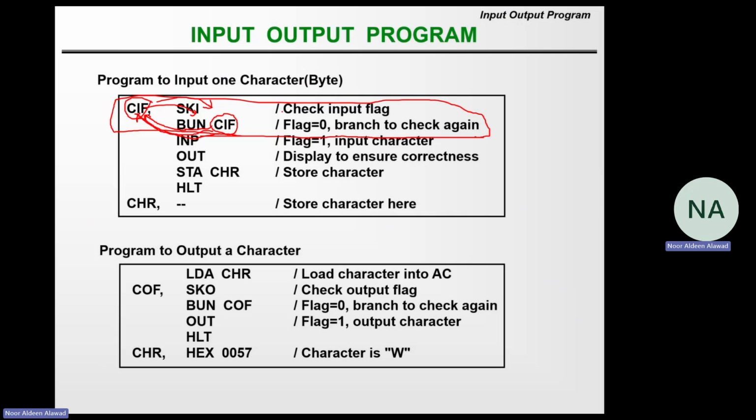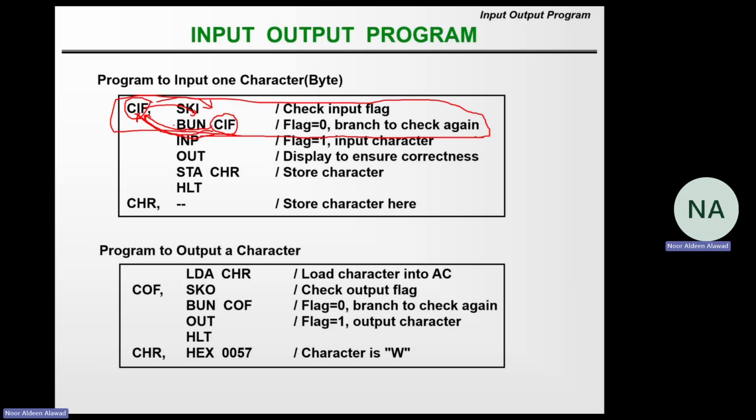So if the flag is 0, branch back to check again many times until the input device gives you permission to input the character. When will it give you the permission? When the flag will be 1. If the flag is 1, then we can input the character and output the character to the display, I mean to the screen. So display to ensure correctness. And you can see also here store CHR, just to echo this character to see it on your display; you can store it in a variable in order to display it on your console.